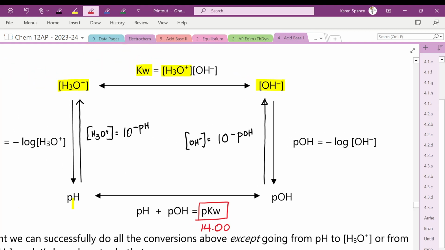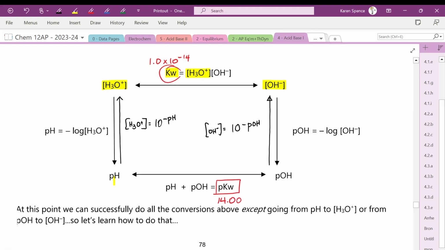And what's the value of Kw? 1.0 times 10 to the negative 14. So I would go home and write out this chart about 16 times. Do you know what I mean? Just make sure it's in your head, that you have all those formulas at your disposal, because you should be able to use them. All right.